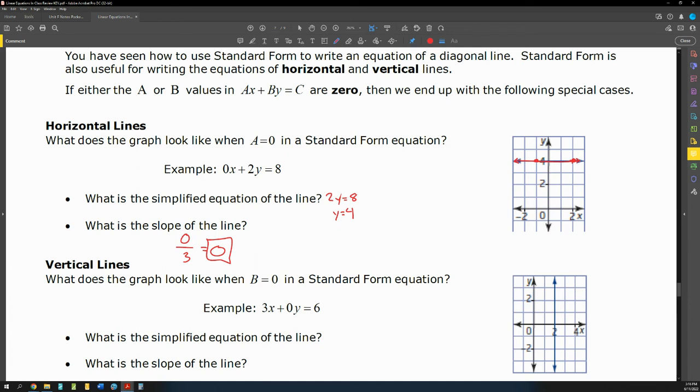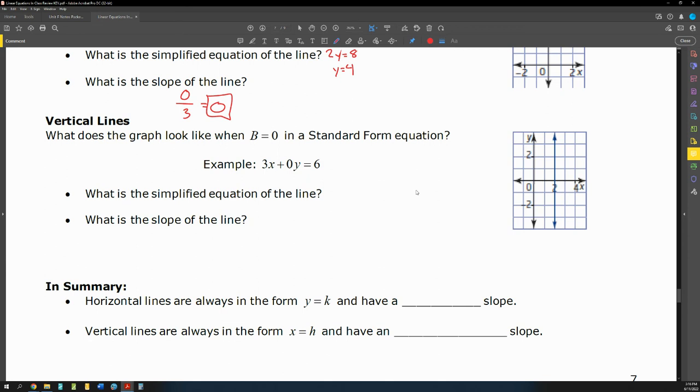Now, what does the graph look like when b equals 0, when the y term cancels out? Well, we get this equation here. For this example, 3x equals 6. Dividing both sides by 3, we get x is equal to 2. We get this line here.